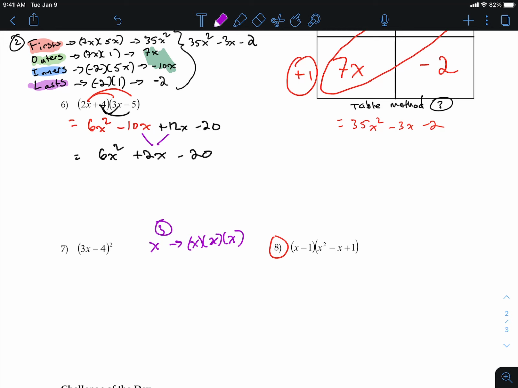Well, just because there's more stuff on the inside does not change what's going on. You're totally allowed to write this thing as 3x minus 4 times 3x minus 4. There's 2 of them. Doesn't matter if there's 10. You write it 10 times and multiply it 10 times. Doesn't matter.